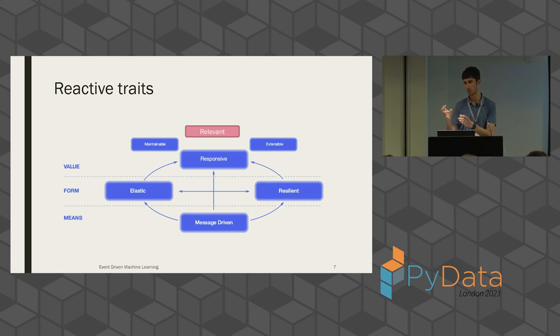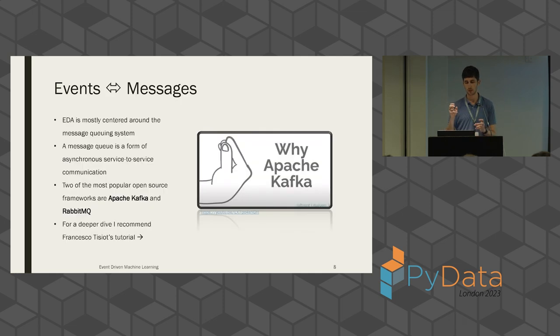So let's talk about the backbone that I mentioned earlier, the messages. In event-driven architecture, we have events, and those events trigger messages. And how does that work? We're going to use message queues. So it's all built around message queues. And you might have heard of different open source systems for message queues. Two of the most well-known ones are Apache Kafka and RabbitMQ.